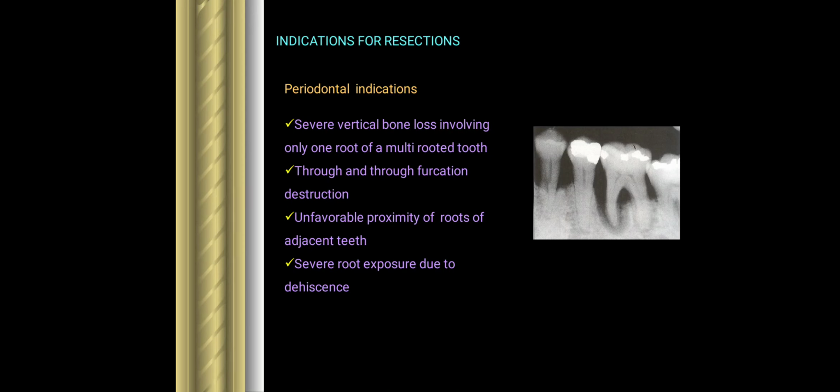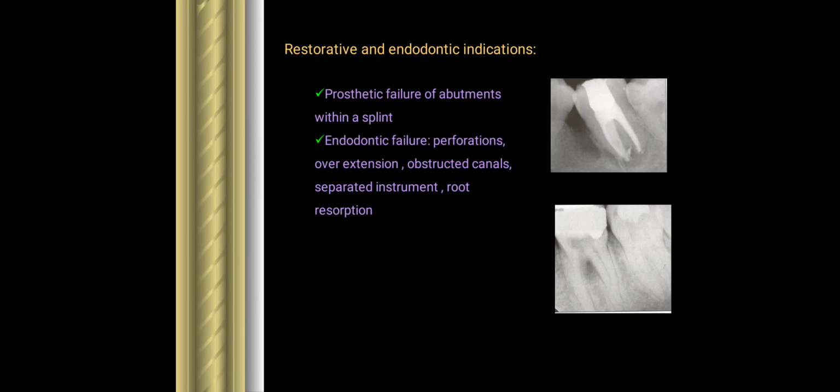Indications for the resection. The first one is the periodontal indications. In that, severe vertical bone loss involving only one root of the multi-rooted tooth, or through and through furcation destruction, then we'll do the root resection. Also unfavorable proximity of the roots of the adjacent teeth, and severe root exposure due to dehiscence.